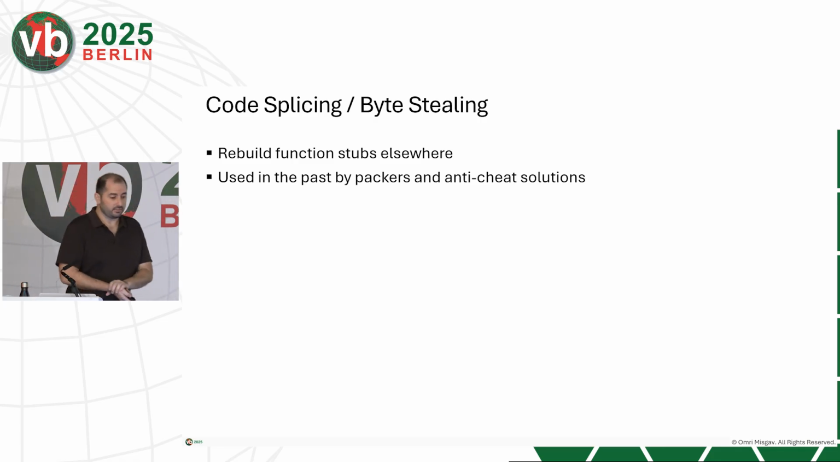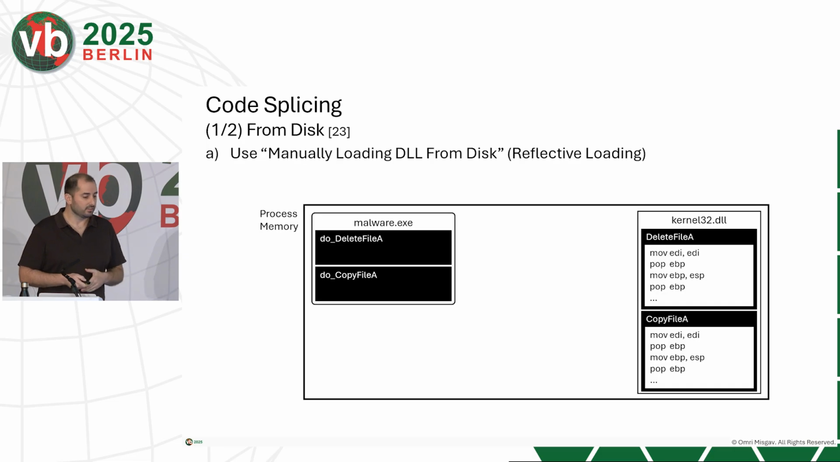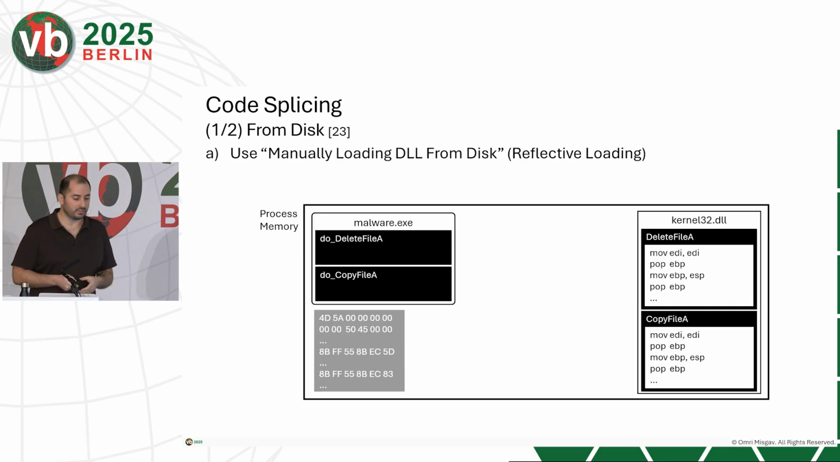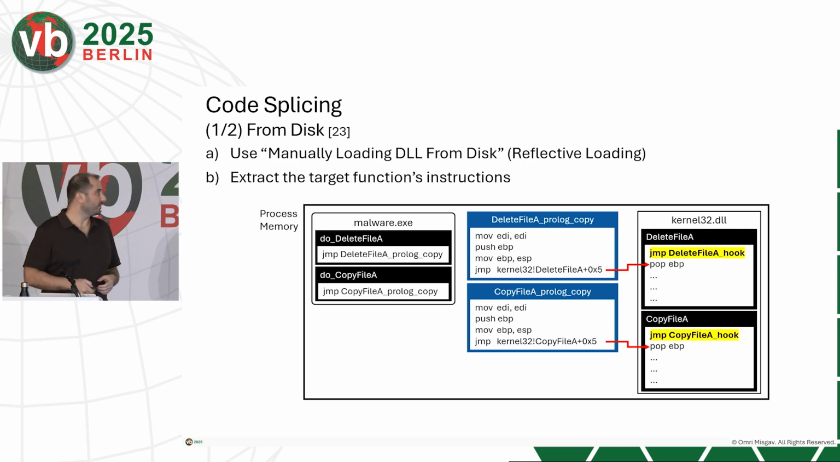The last class here on the hook evasion tactic is called code splicing. Basically it means that you're going to rebuild the function's prolog at a different location. In the past, it was used by packers and anti-cheat solutions. Basically, we use reflective loading to get the code, and then just create a different prolog copy in memory. And from there, each function call will go through the prolog and skip the hook if it's ever installed.